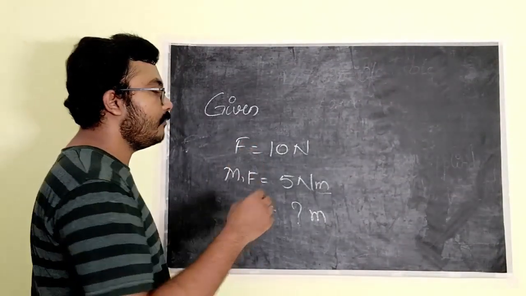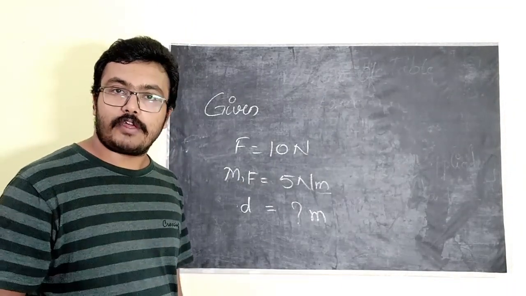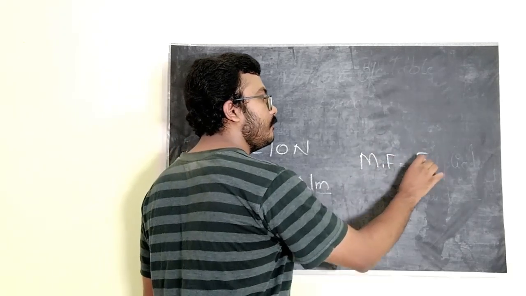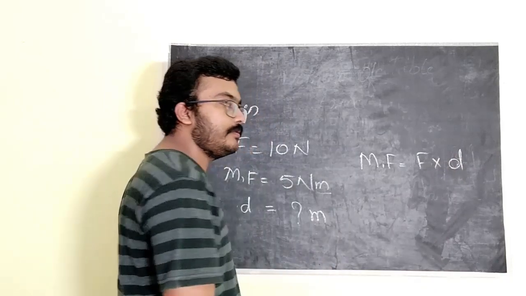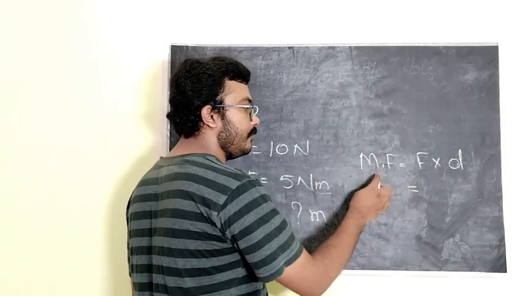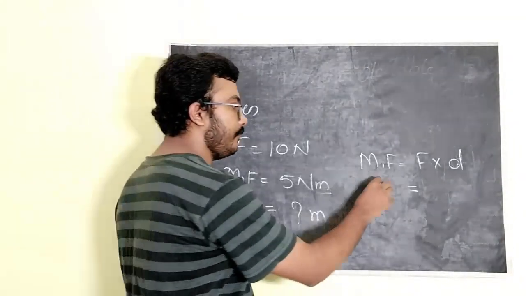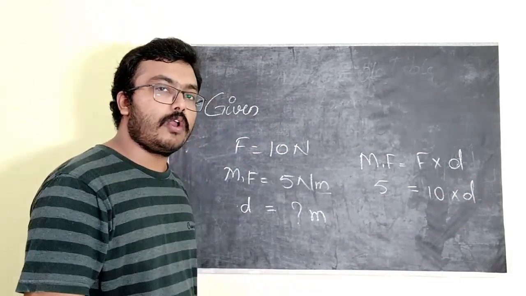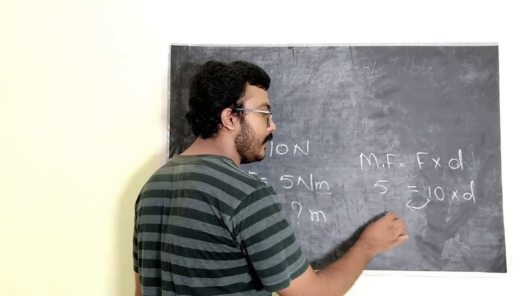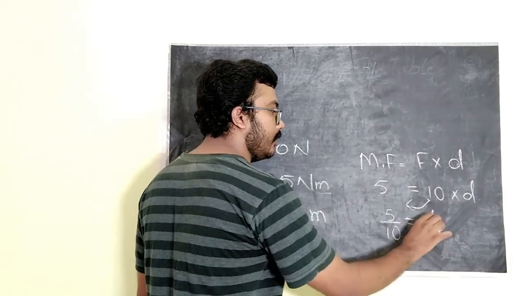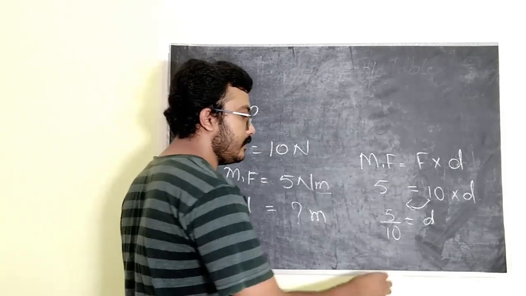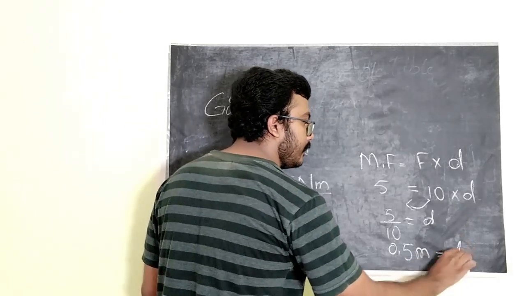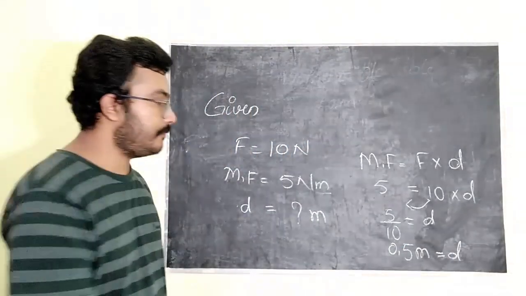So the force is given, the moment of force is given, we have to find the distance. You already know the formula. Moment of force is equal to force into perpendicular distance, which we can write as d. Now what is the moment of force given? Moment of force is 5 and the force given is 10 into d. I'll transfer the 10 to the other side so that I get 5 by 10, which is equal to d. So the answer is very simple. The answer is 0.5 meter is equal to d. That's it.